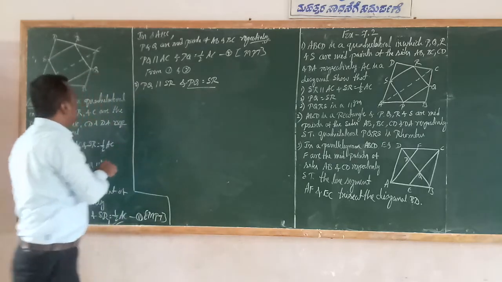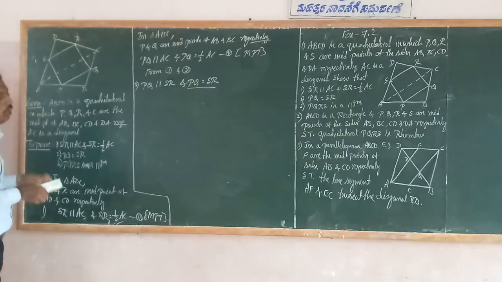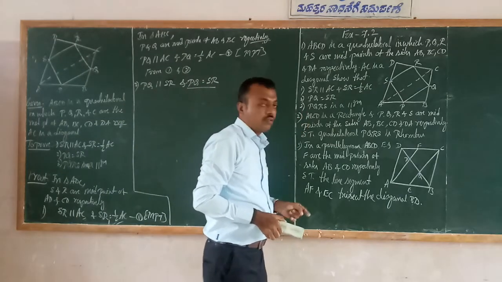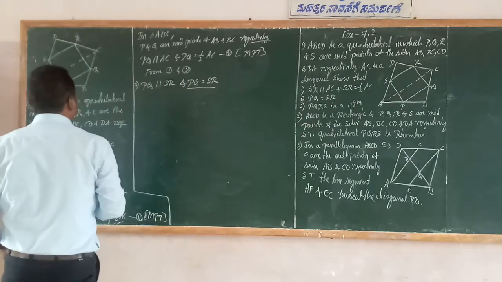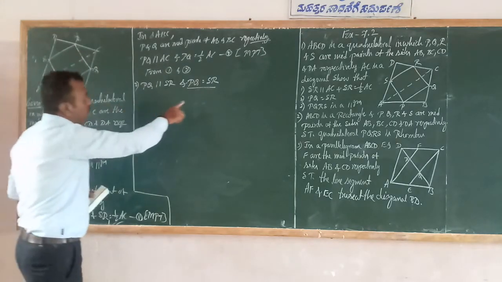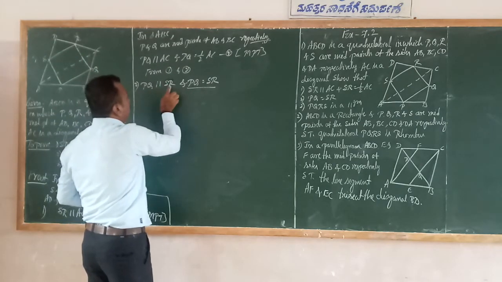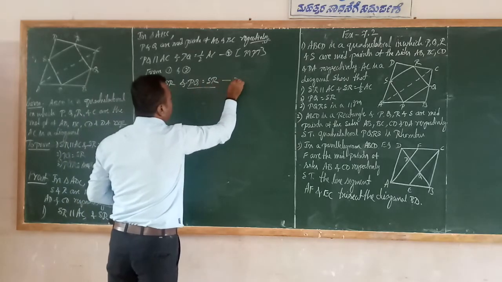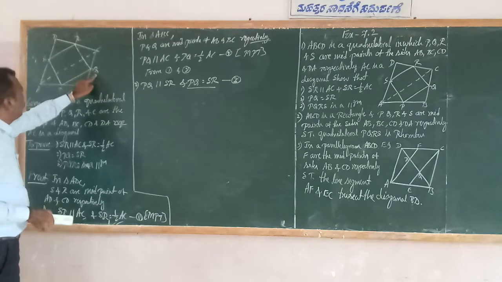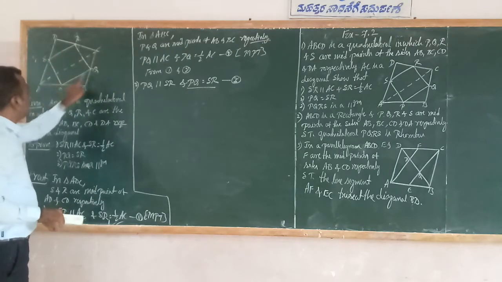Then the third point, what is the third point? PQRS is what? Parallelogram. Is it right? PQRS is a parallelogram. That's what you want to prove. In that, see students, PQRS is the parallelogram. Is it right? So, PQ is parallel to SR, from 3, we call it number 3. See, PQ is parallel to SR and PQ is equal to SR.